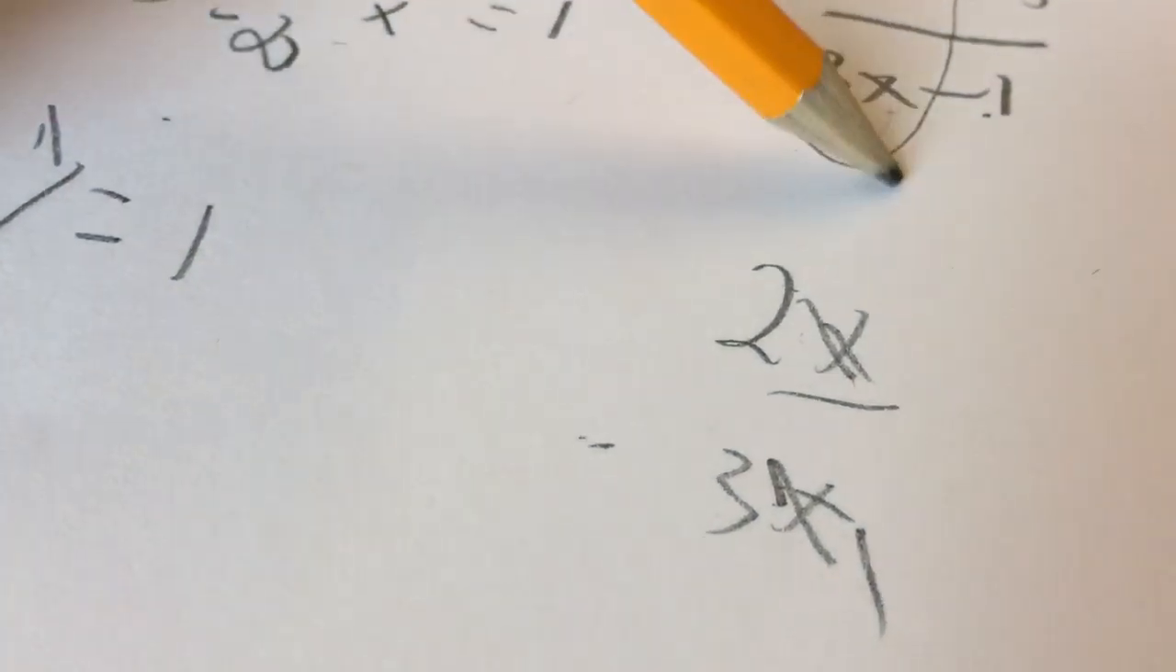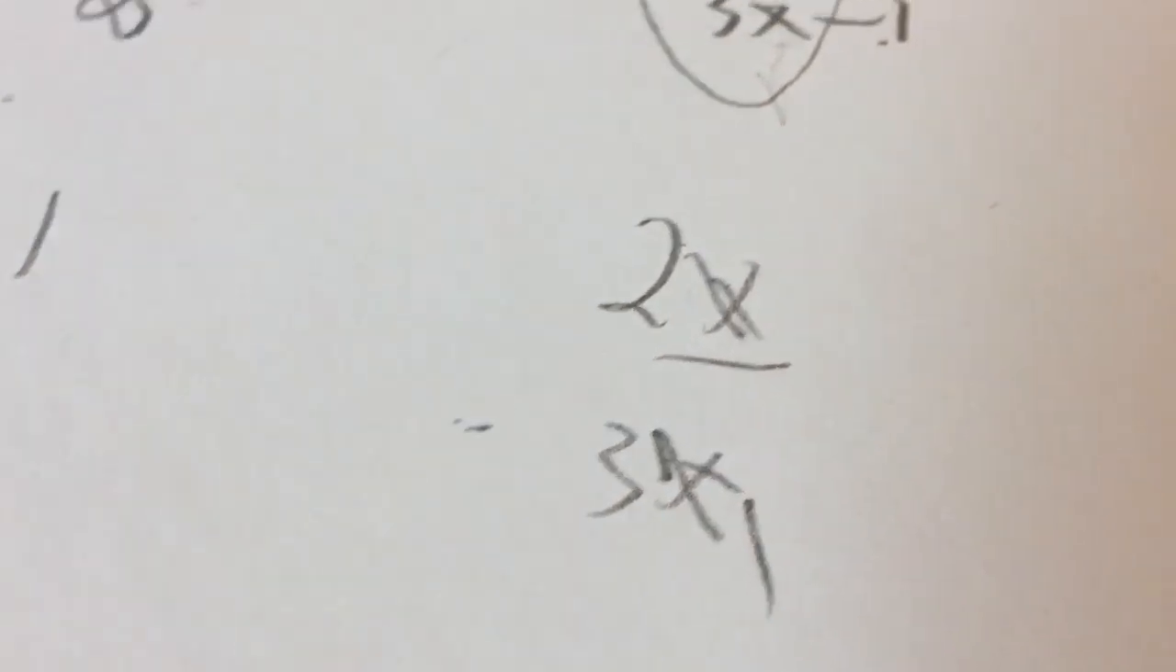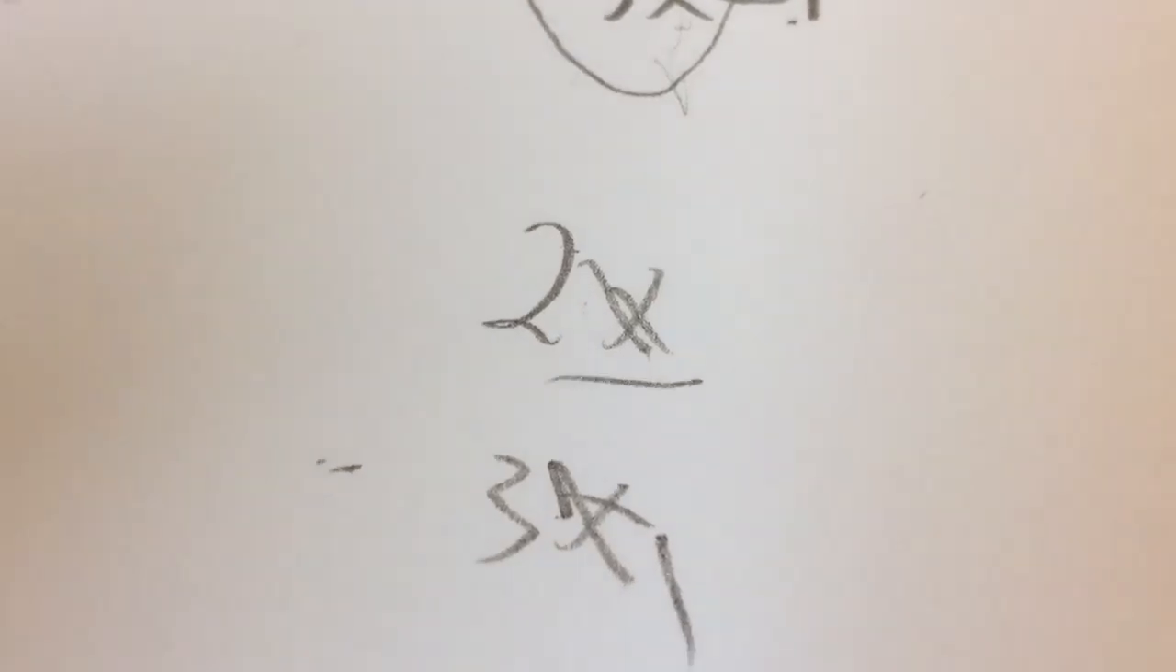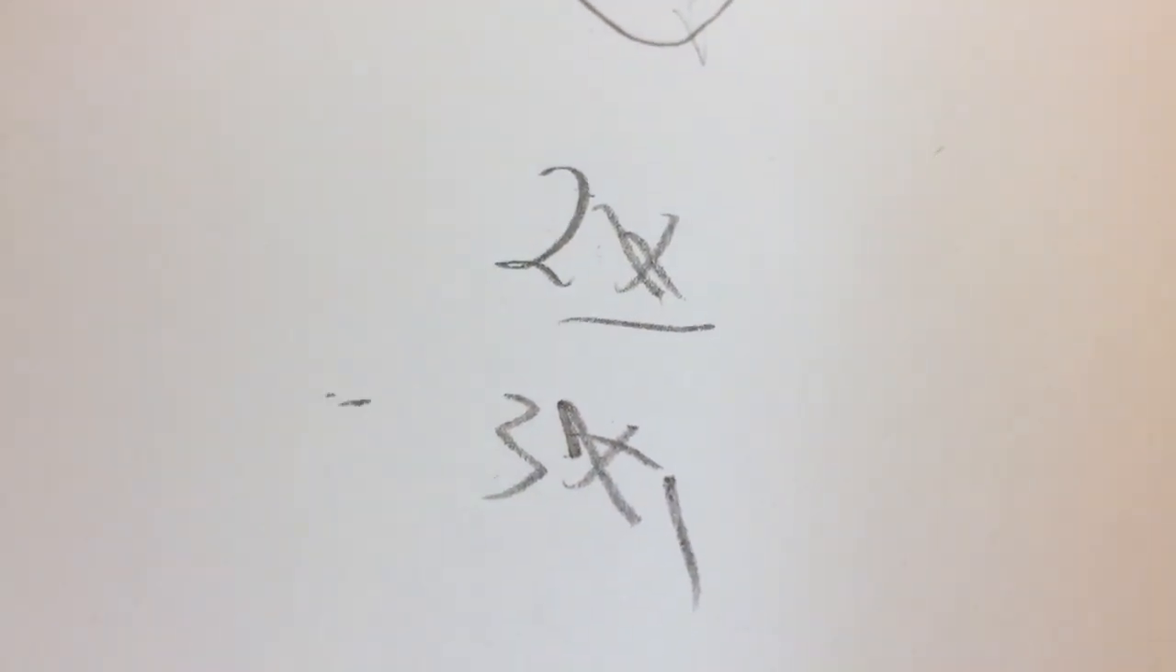So it's just a matter of trying to make the x's go away. Basically, you take the highest degree, and this is what happens most of the time. That makes sense?